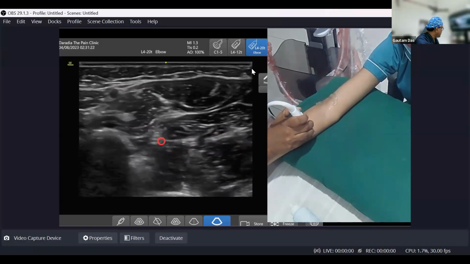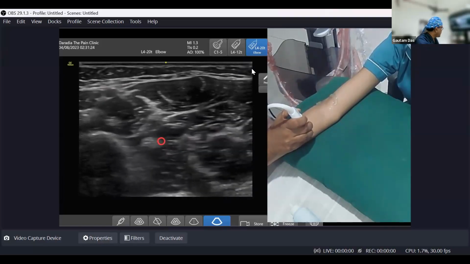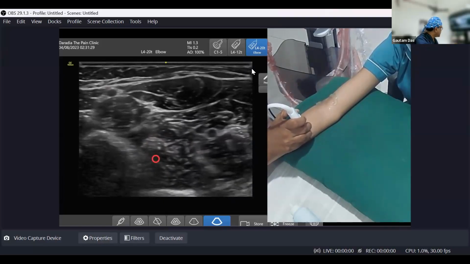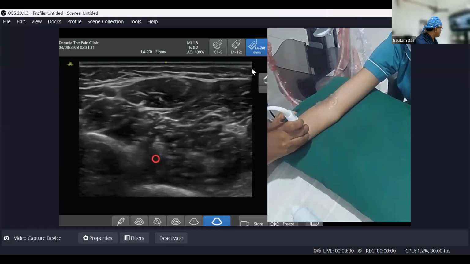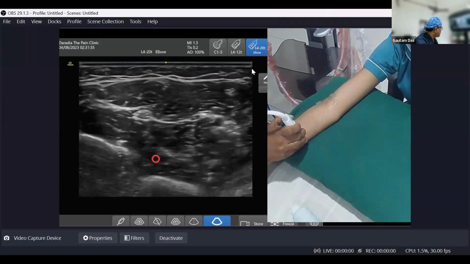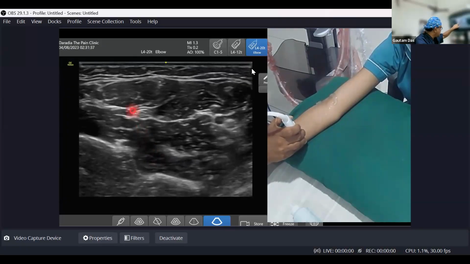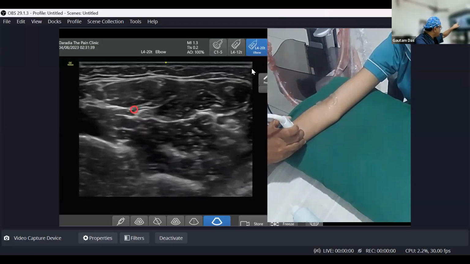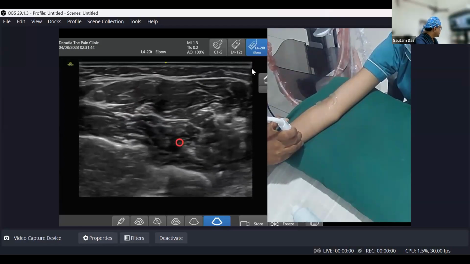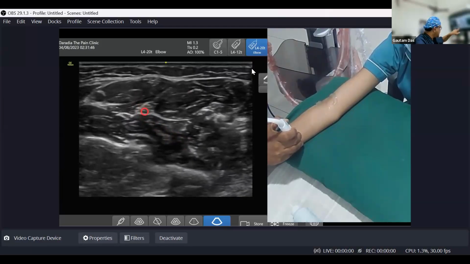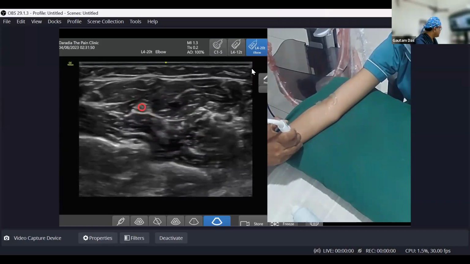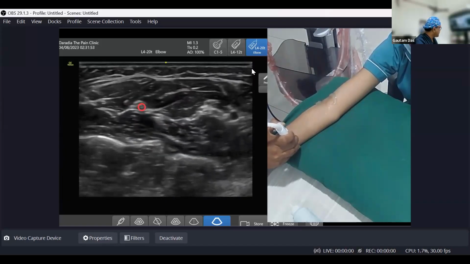So now the median nerve will be entering between the two heads of the flexor digitorum superficialis. Now it is coming outside the two heads of the flexor digitorum superficialis. This is your flexor digitorum superficialis. This is your flexor digitorum profundus. So now the median nerve is coming between the flexor digitorum superficialis and the flexor digitorum profundus. Here is your median.